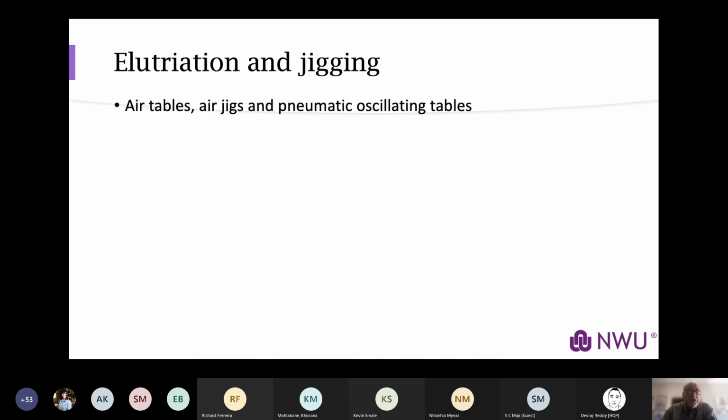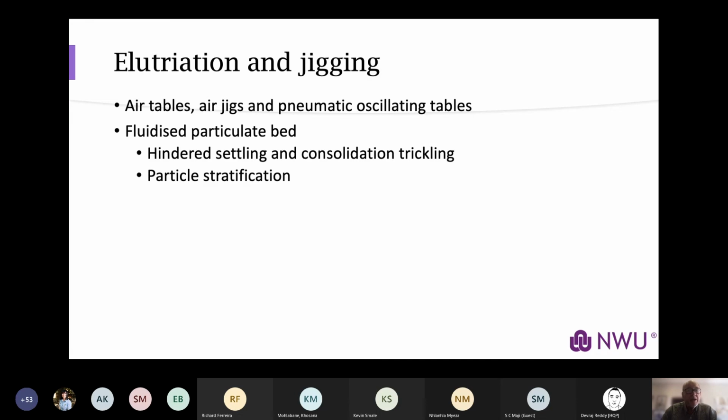So on elutriation and jigging, we've got the air tables, the air jigs, and the pneumatic oscillating tables in there. So what happens is you've got a fluidized particulate bed, and in this, with either jigging action or maybe just a normal lifting of the bed, you've got hindered settling and consolidation trickling, and you end up with a particle stratification where your denser, heavier particles will sink to the bottom of the bed, and then, like in a normal jig, you just need to separate them somehow with cutters or ports or something like that. So again, the technology makes perfect sense.